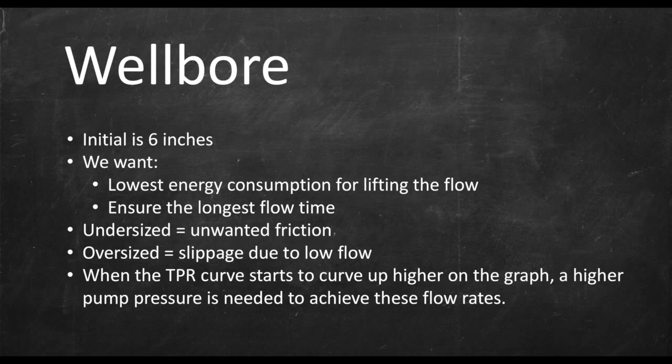Wellbore radius is a parameter which affects the tubing performance relationship curve. When modeling our reservoir within Pipesim, we made the assumption that as wellbore radius changes, tubing radius changes as well. Tubing is an important factor which governs the shape of the TPR curve. When determining tubing size, you want to find the size which has the smallest energy consumption to lift the flow, in other words, the smallest dP over dZ. You also want to pick a tubing size which will ensure the longest flowing time for your well.